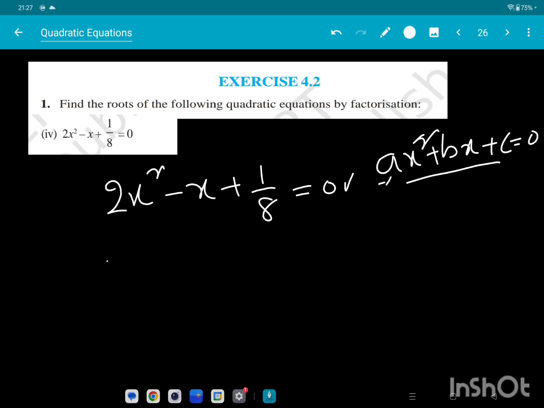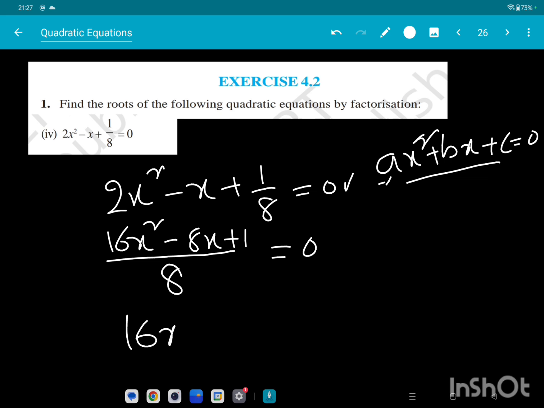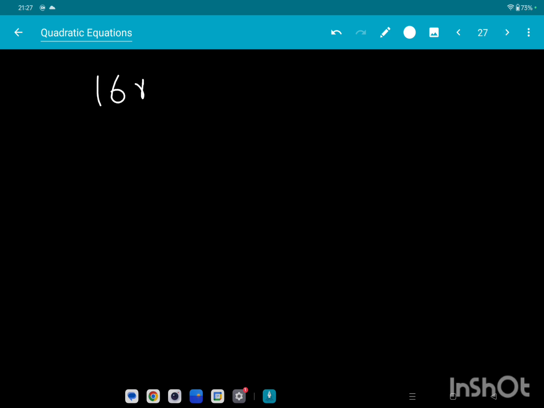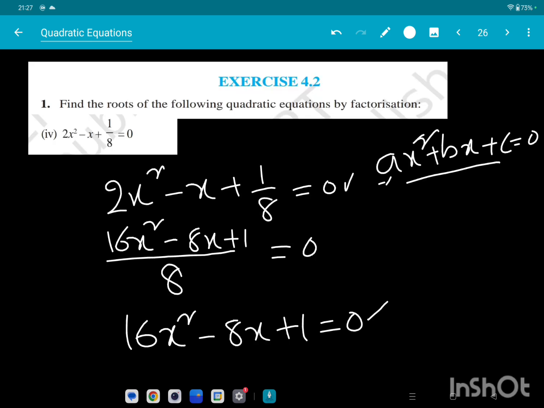How can I write it? I'll take the LCM. If I take the LCM as 8, then what will I get? 8 twos are 16, x square minus 8x plus 1 is equal to 0. Then if this 8 goes to that side, then the remaining will be 16x square minus 8x plus 1 is equal to 0. Now we need to find roots for this equation. What is the equation here? 16x square minus 8x plus 1 is equal to 0. Is it the equation? Yes, it is.